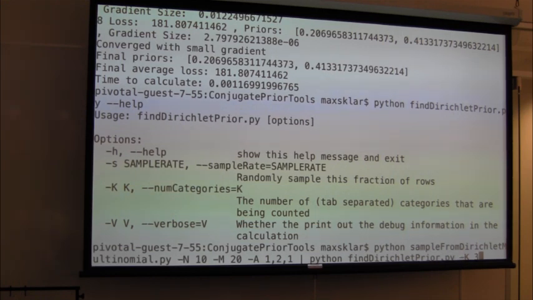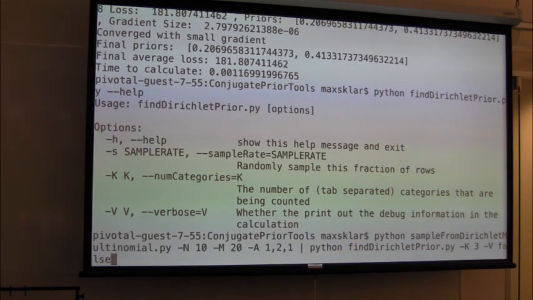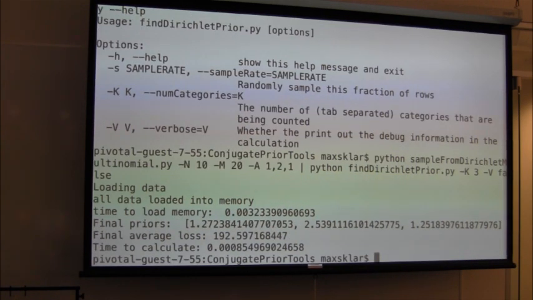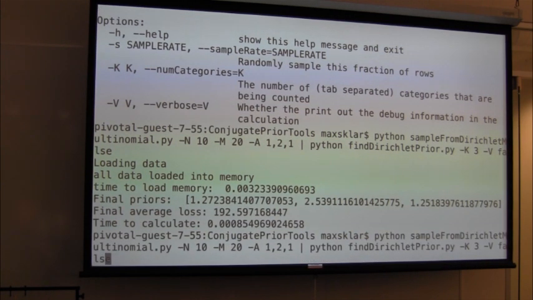So in this case, we have three categories, and we're going to turn verbose off. There we go. Just given this small data set, it converges to 1.2, 2.5, 1.2, which is close to what we said. But because we didn't have a whole lot of data, we couldn't really do it.